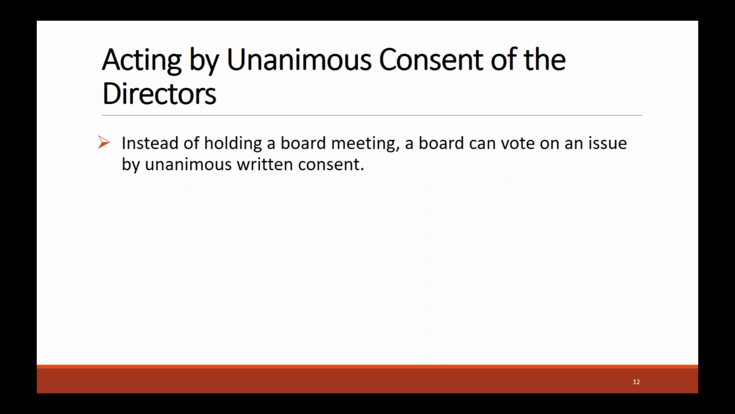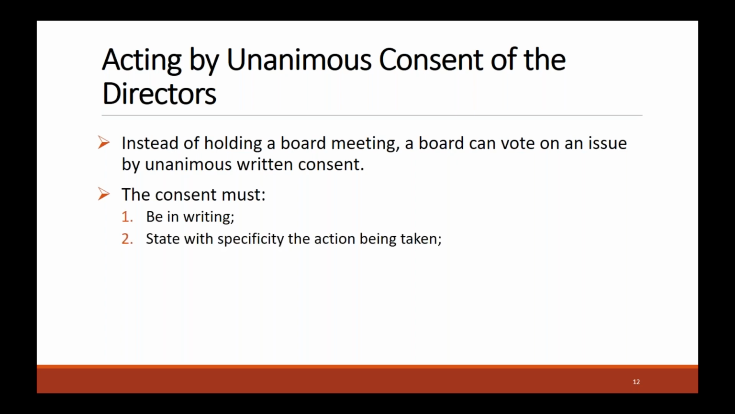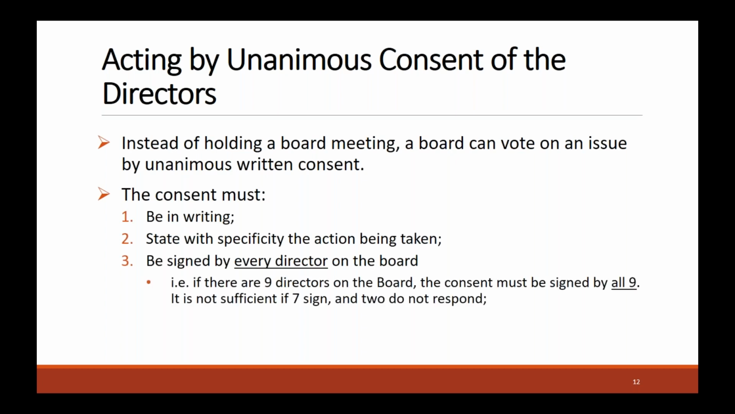Acting by unanimous written consent. Okay, so instead of holding a board meeting, a board can vote on an issue by unanimous written consent. This consent must be in writing. It must state with specificity the action being taken. It must be signed by every director on the board. So if there are 9 directors on the board, the consent must be signed by all 9.